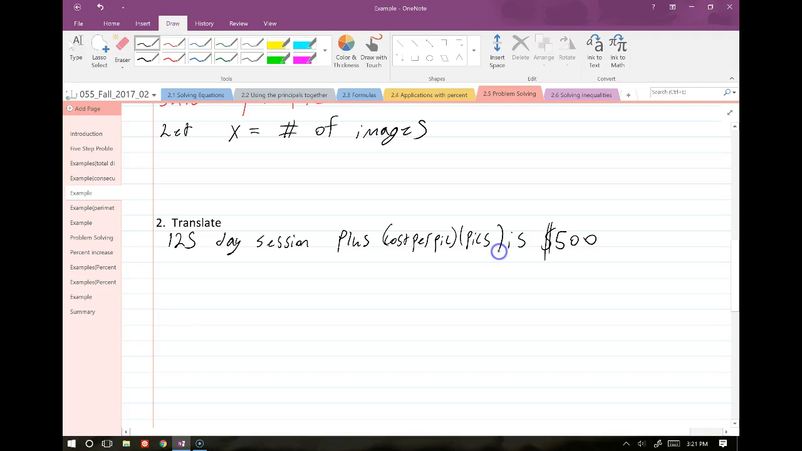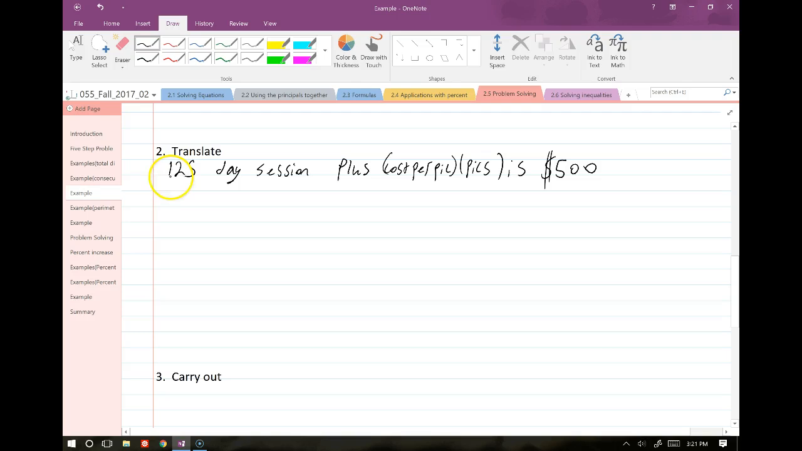Okay. So, $125 for a day session, 125, that goes in there right off the bat. Plus is, of course, the addition sign. Cost per pick times number of picks. Well, that is 32.5 times x because we determined x to be the number of picks, and we want how many picks can we take to equal $500.